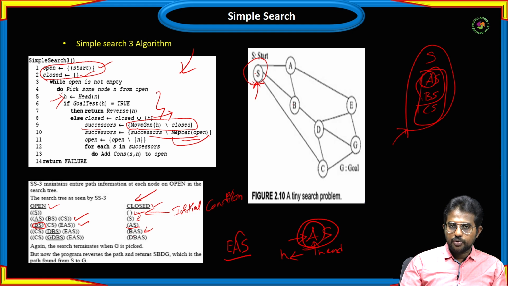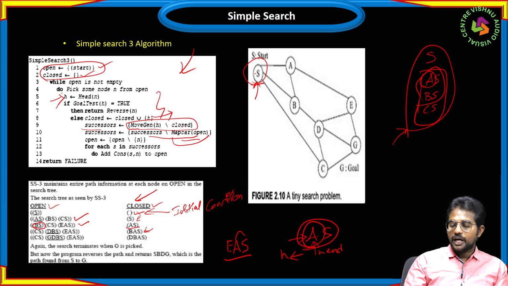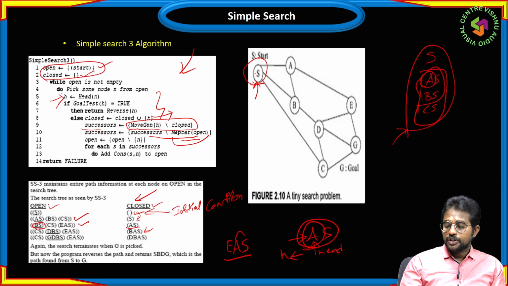So here B is moved to closed. After that, I will apply the move-gen function on B. The output will be S, A and D. These 3 elements. In that one, first I will delete any elements that are in closed. S was already in closed and A was also already in closed. So I will ignore S and A, and I will select D, and it will be stored in successors.